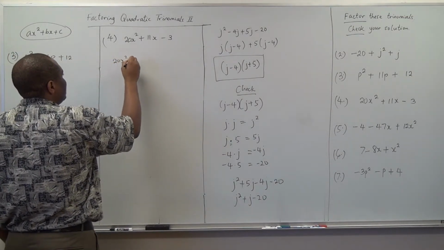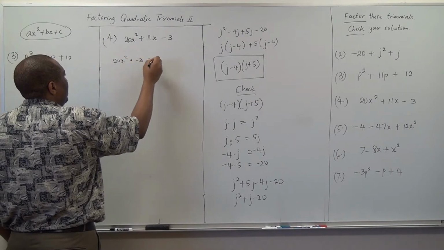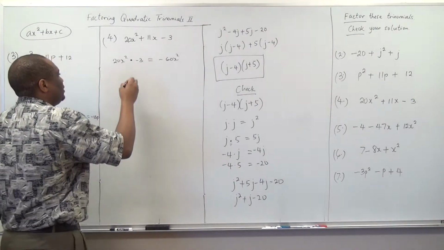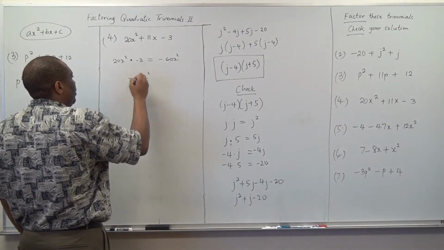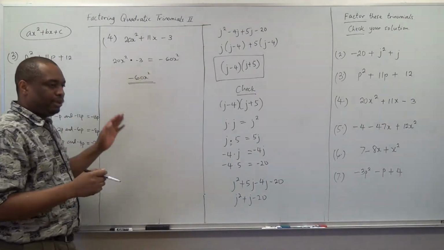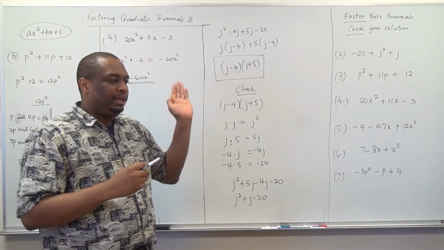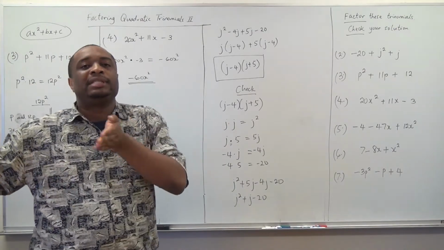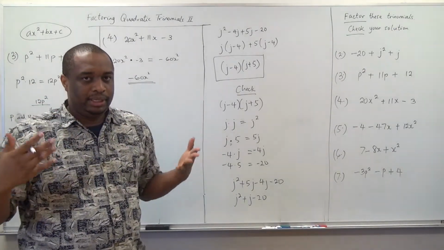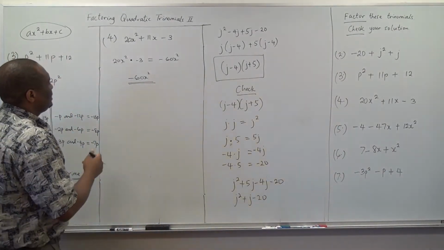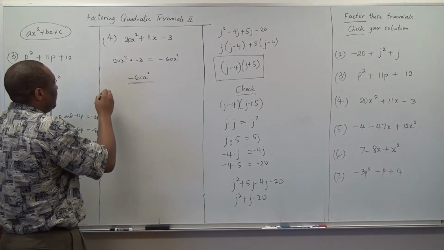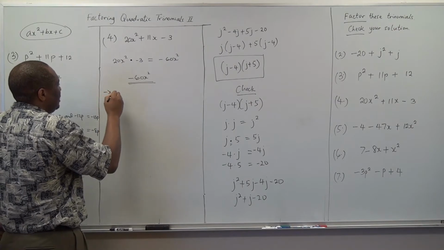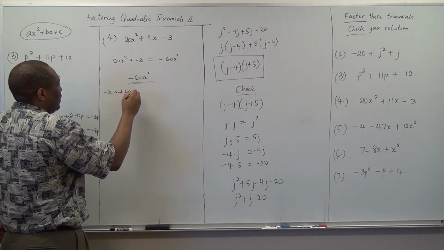We multiply the first and third terms. So 20x squared times negative 3, and that is negative 60x squared. So we now find the factors of negative 60x squared. Remember that because it's negative, it's going to be negative and positive, and also positive and negative. We have to consider all the factors. So let's start with 1 and 60. So let's do negative x and 60x.